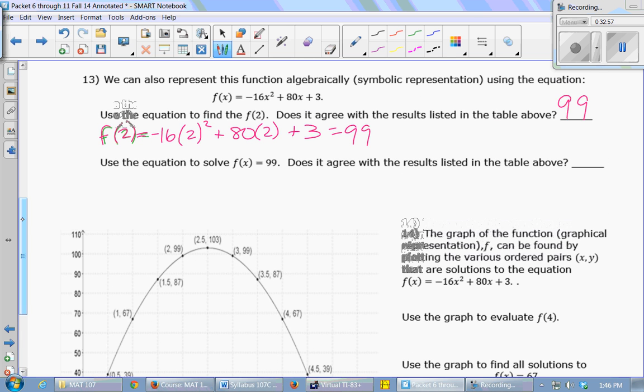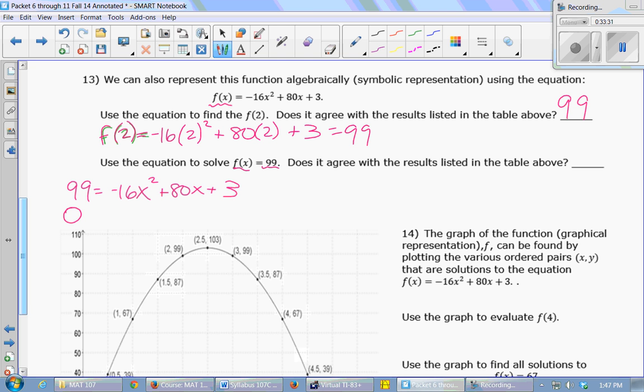Okay, so if I wanted to use the equation to solve f of x equals 99, that means I would replace f of x with a 99, right? Those two things are equal. I can just substitute one thing for the other in the equation. So instead of writing f of x equals that whole thing, I write 99 equals that whole thing. And how do I solve this? Algebra, yes. Can we be more specific?